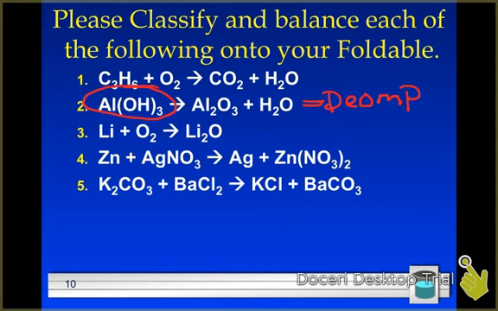Okay. Number 3, we see an element plus an element. Well, just like in the decomposition, if you're adding 2 elements together, the only thing we can do is combine. So they will combine to form a new compound. So this is going to be called a combination.